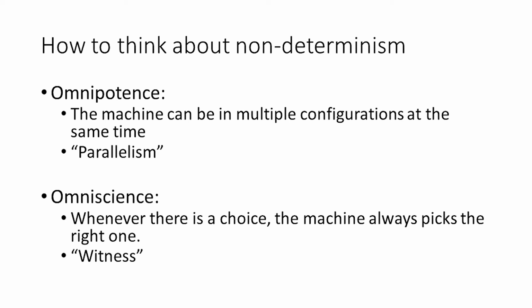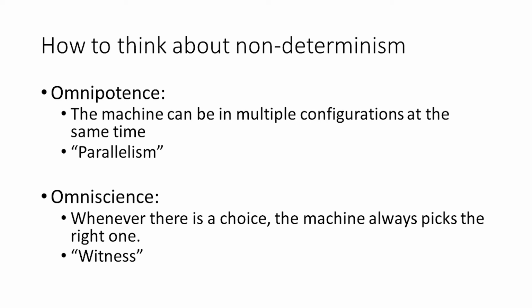So this idea of omniscience is actually going to give us a shortcut to thinking about these non-deterministic machines. This idea of omniscience said that whenever there is a choice to make, our non-deterministic machine is always going to pick the choice that is going to take us to acceptance the quickest, is basically what omniscience does.